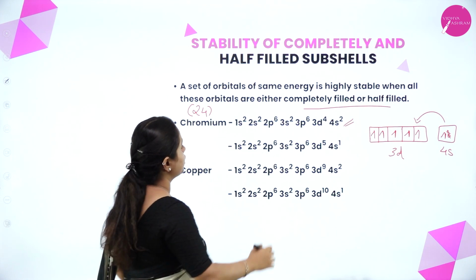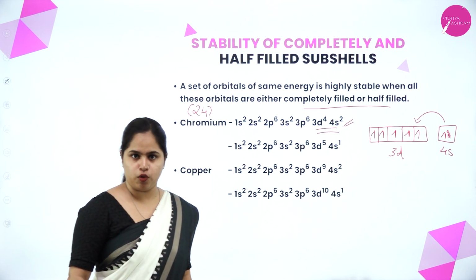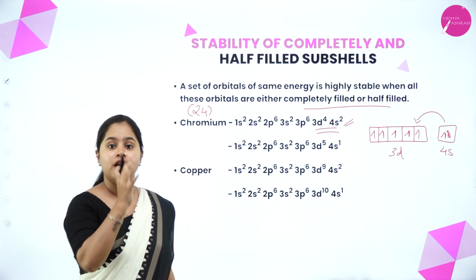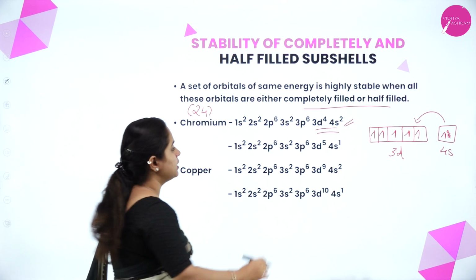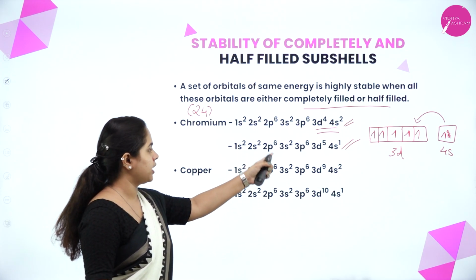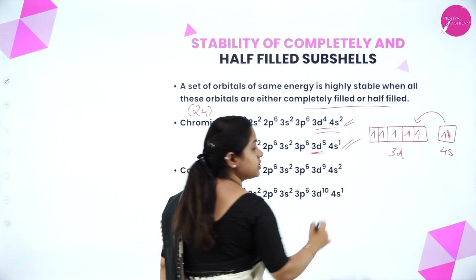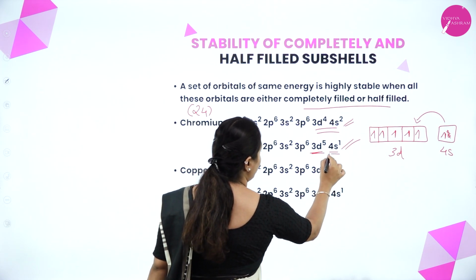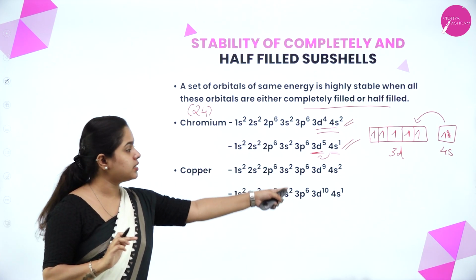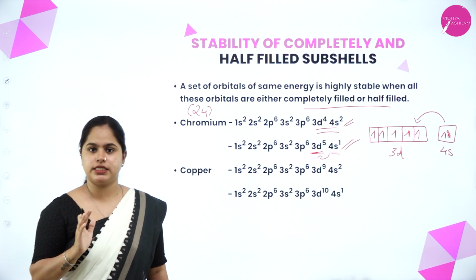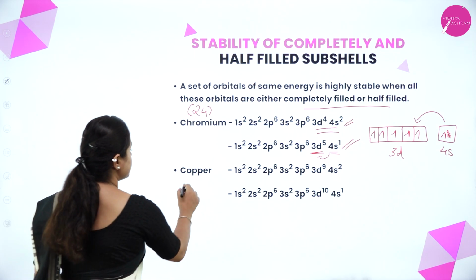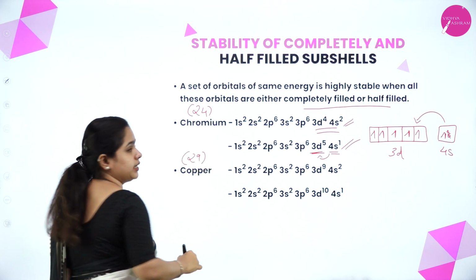So the electronic configuration that is supposed to be 3d4 4s2 becomes 3d5 4s1, because 1 electron is exchanged between 4s2 and 3d4, and we get a half filled configuration. This will be the configuration of chromium: 1s2, 2s2, 2p6, 3s2, 3p6, 3d5, now half filled, and 4s1. As it is half filled, it gains extra stability. Now it is symmetric. One more example for this is copper, which has an atomic number of 29.